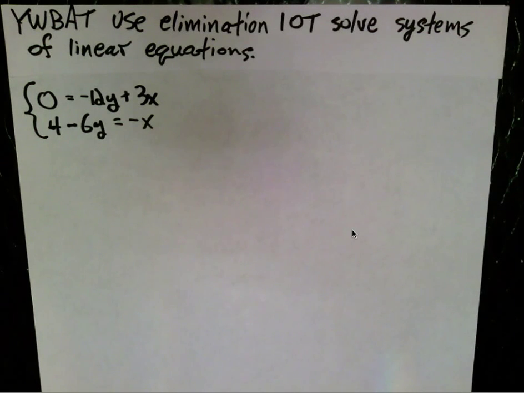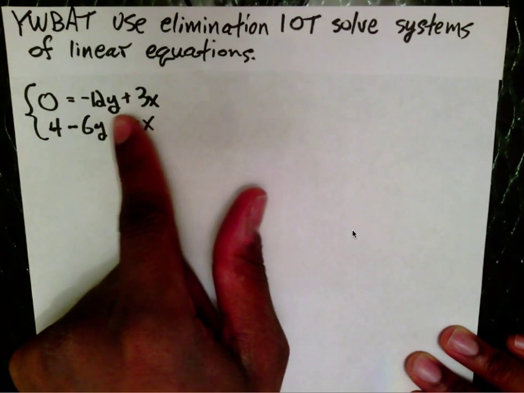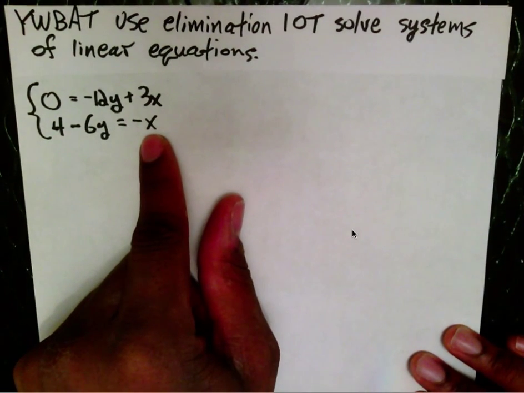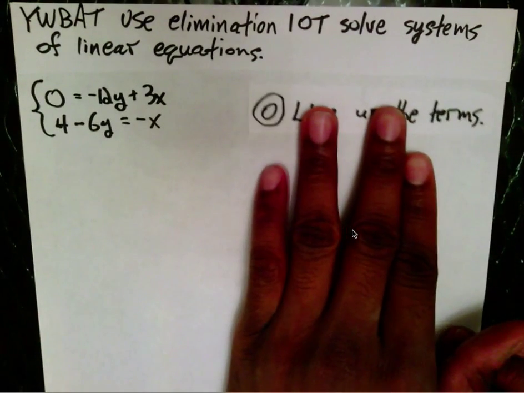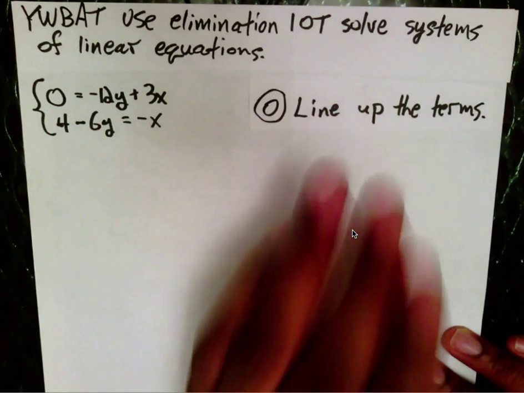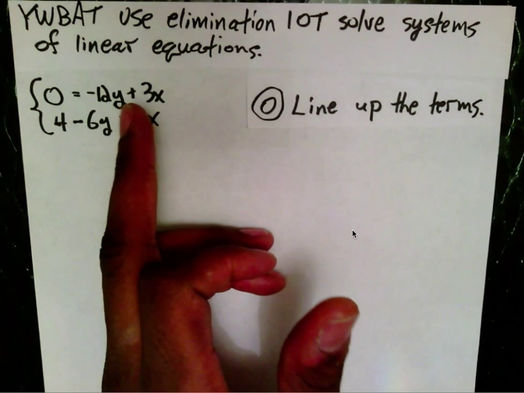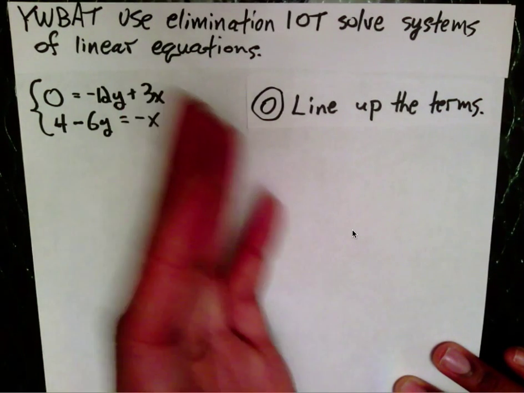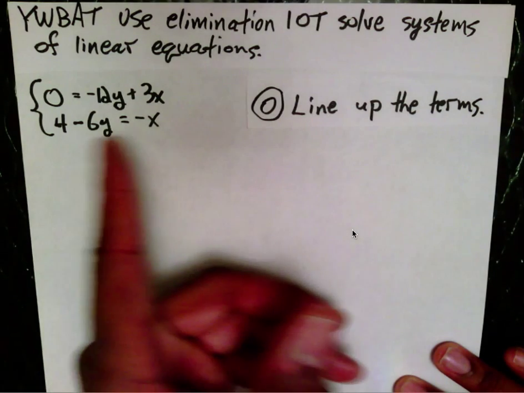You will be able to use elimination in order to solve systems of linear equations. So here is my system of equations. 0 equals negative 12y plus 3x, and 4 minus 6y equals negative x, and they are nowhere close to standard form. So we need to first line up the terms, because elimination works by getting one variable positive and the other one negative and having them be the same number, then adding the equations up, therefore eliminating that variable. But it only works if the variables are lined up.